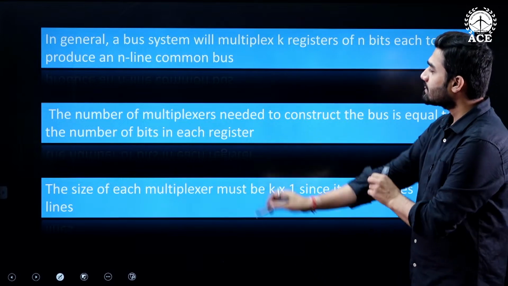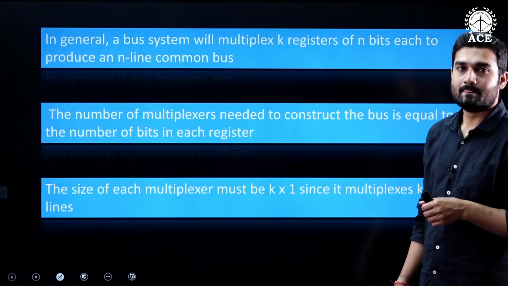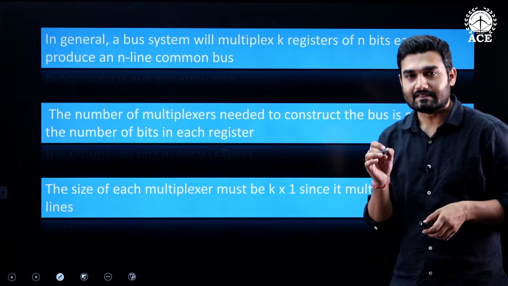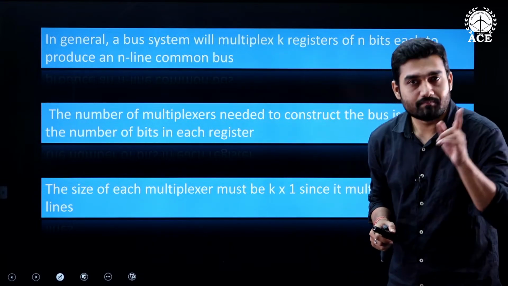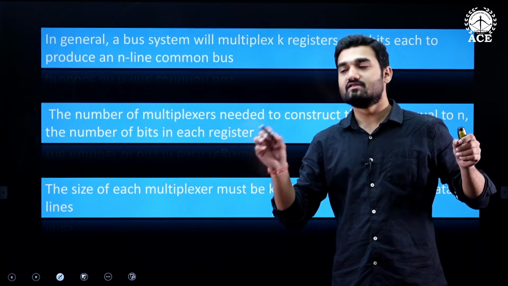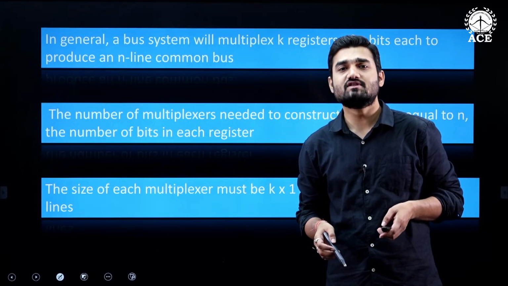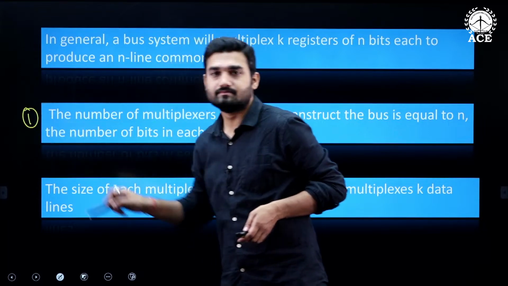These are easy. The number of multiplexers needed to construct the bus is equal to n, where n is the number of bits present in the register. What he is saying is that the number of mux required depends on the number of bits present in the register. Let us say my register has 8 bits, how many mux are required? 8. If my register has 16 bits, 16 mux are required, like that. This is the first important point I am concluding.